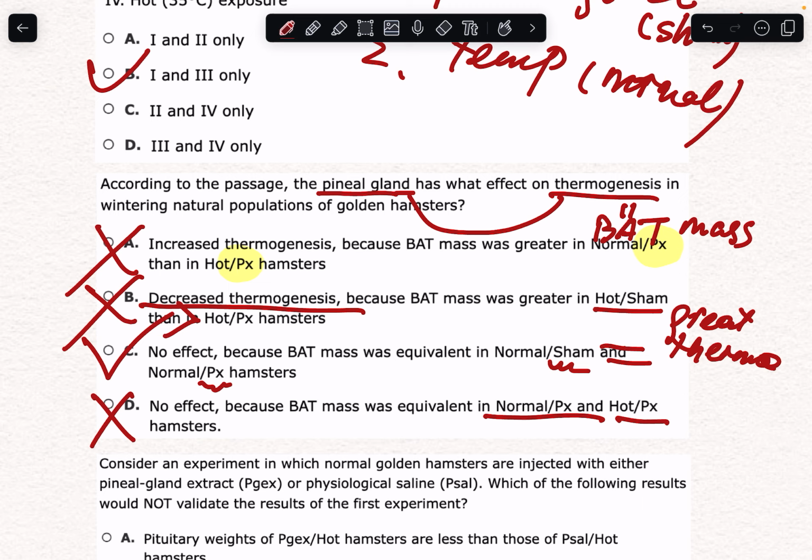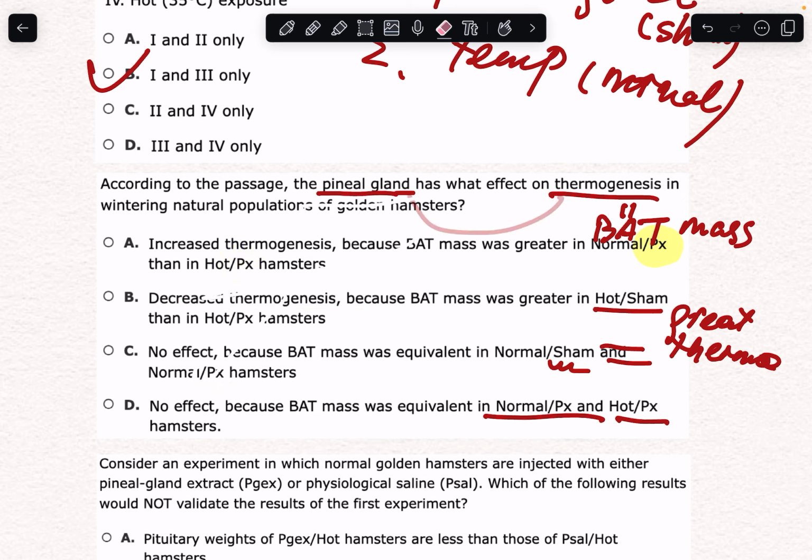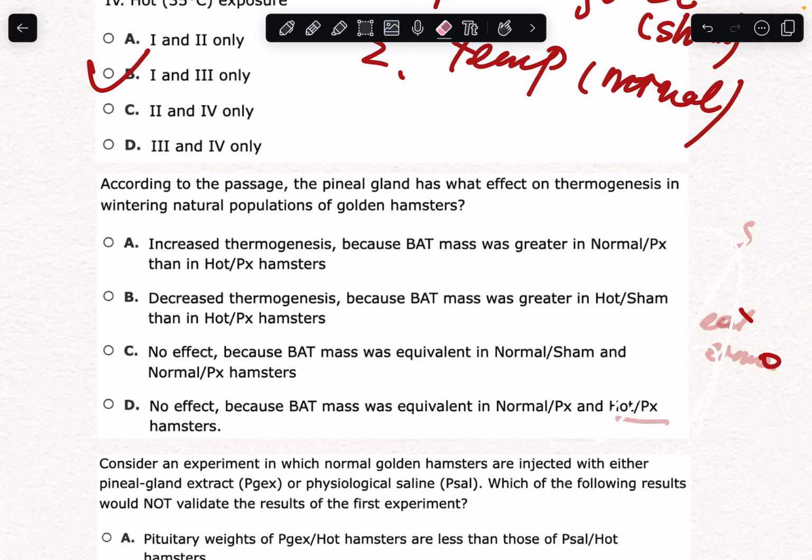But we can also just cross it all out and clear it up, and see if we don't want to read such long answer choices. We want to jump to the table. We can also do that, okay? Then let's do that. Okay, so let's read the question.